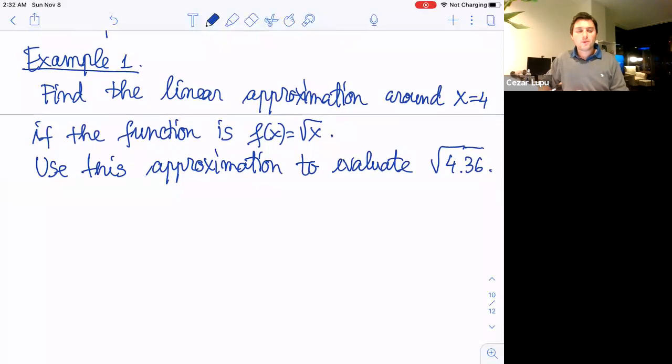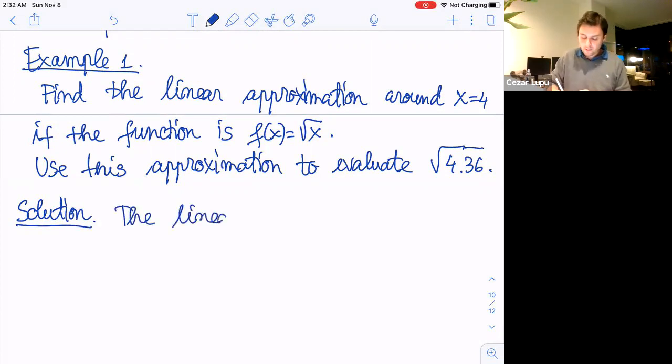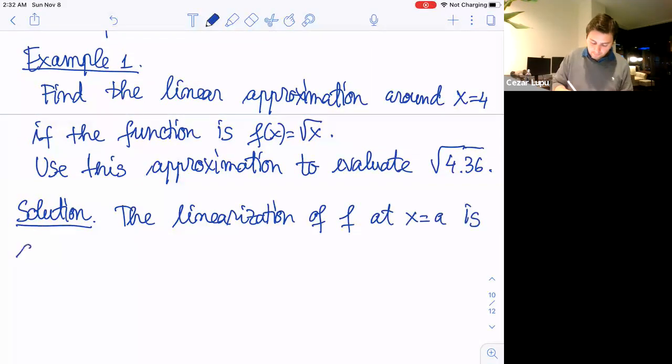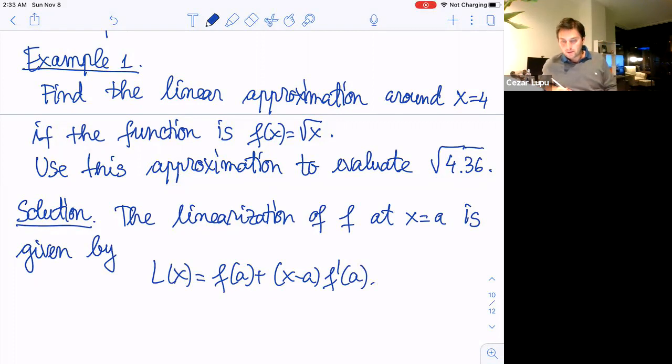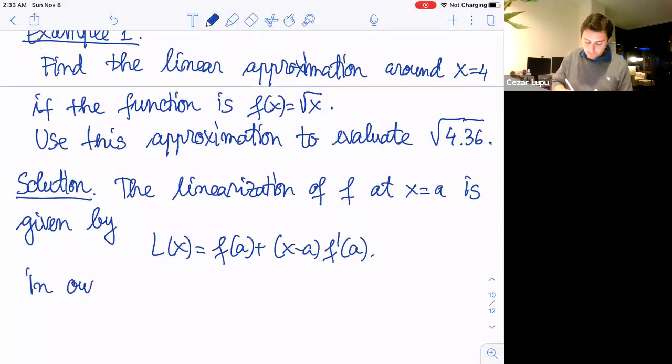Okay. So you know what the linearization function is, so we should come up with that. The linearization of f at a point x equals a is given by L of x equals f of a plus x minus a times f prime of a. And in our case, a equals 4. So now let's compute these values. As you can see, it's pretty straightforward.